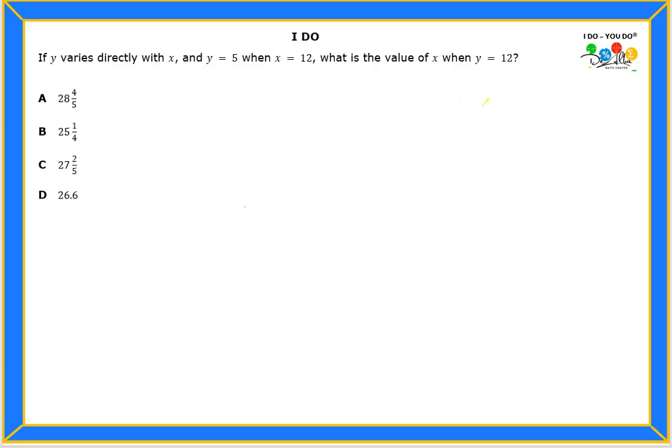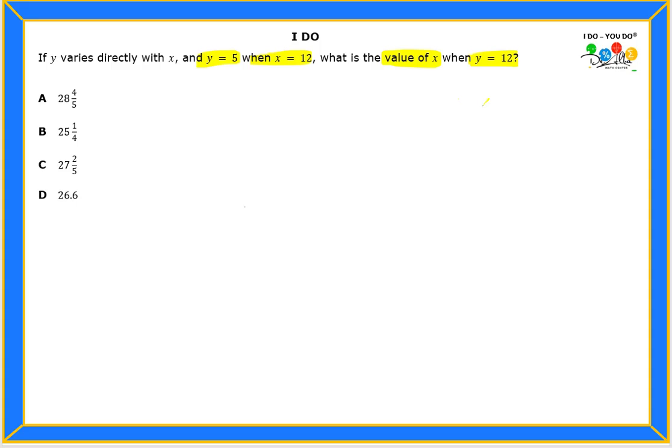Hello students, let's read the problem. It says, if y varies directly with x and y is 5 when x is 12, what is the value of x when y is 12? Okay, so what is it that I'm looking for? Well, I want to find the value for x. That's what's missing, right? They're telling you I'm looking for the value for x when the value for y is 12, given this other information that y is 5 when x is 12.